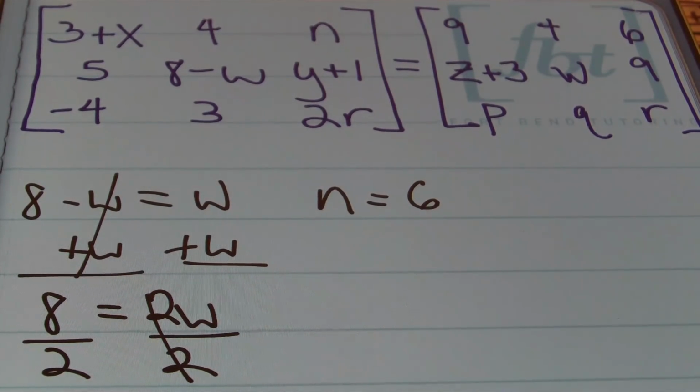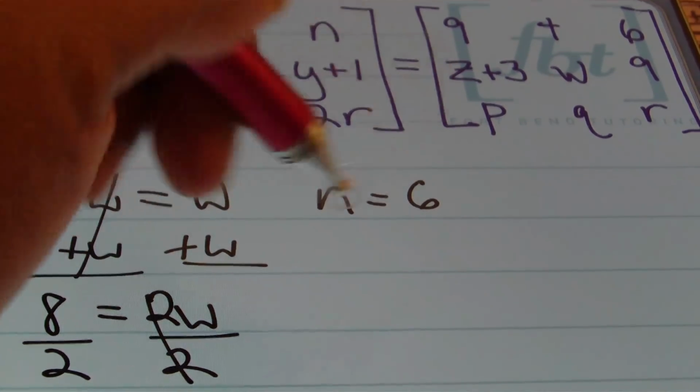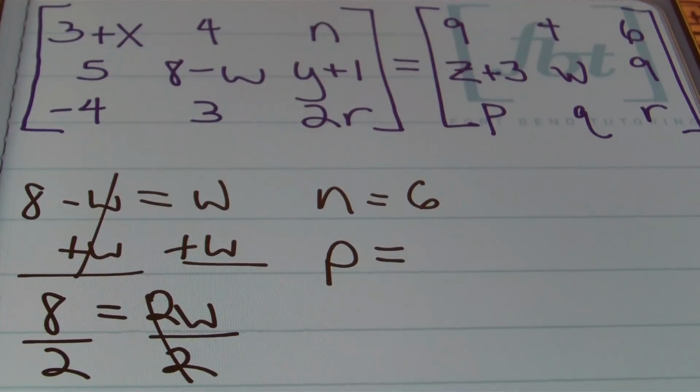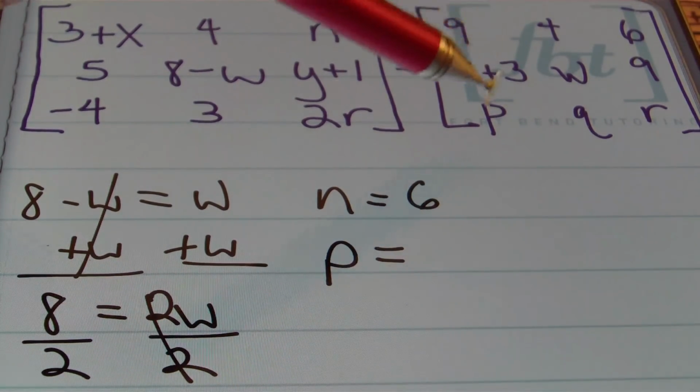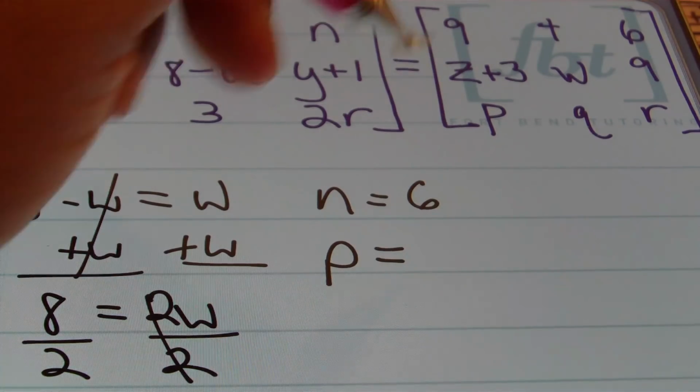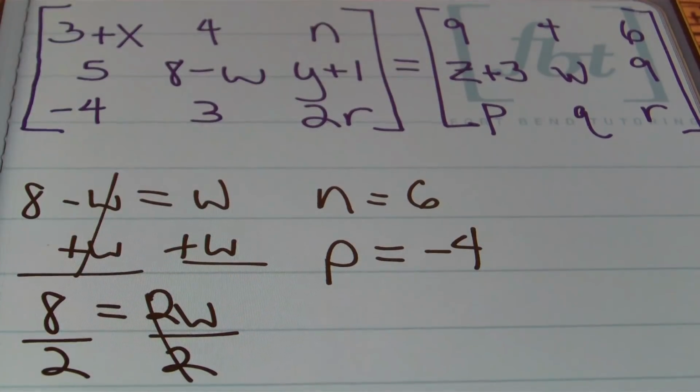Matter of fact, speaking of problems like that, let's solve for p. We'll just set it up right underneath n. We'll say that p equals what value? It has to be a corresponding element that's located in the third row and in the first column. So what value would that be? Exactly this value right here. It has to be negative 4.